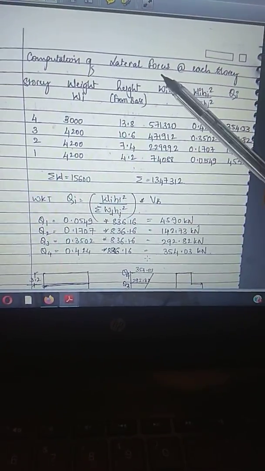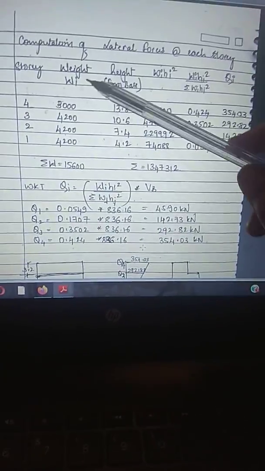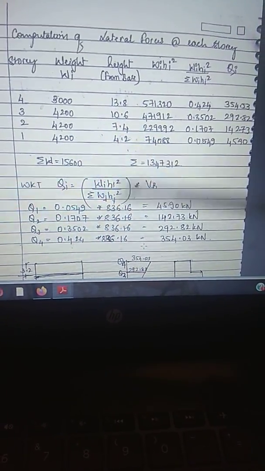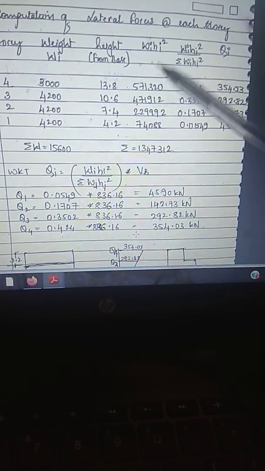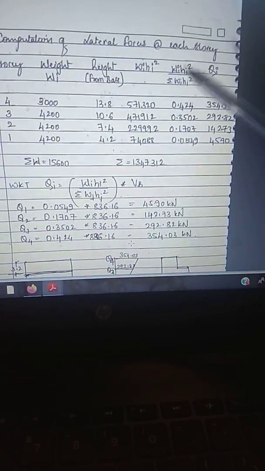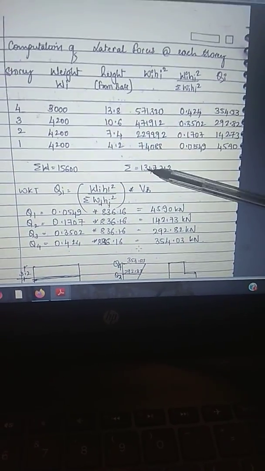So, computation of lateral forces at each story. Make up a table. Sorry, the table is missing. Then make up a table where I first write the stories. How many stories are there? Weight of each story, height. Then we know the formula is WI HI the whole square. So we have a column of WI HI square, then WI HI square divided by summation of WI HI square, and then the QI.